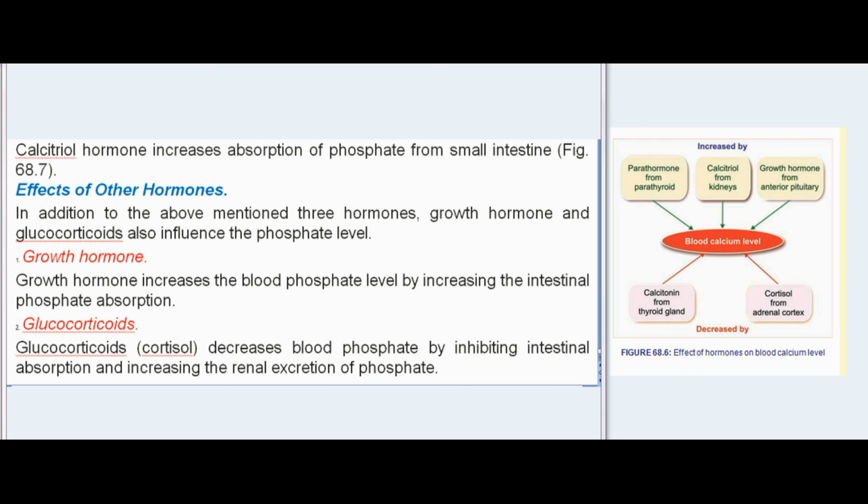Effects of other hormones. In addition to the above-mentioned three hormones, growth hormone and glucocorticoids also influence the phosphate level. Growth hormone. Growth hormone increases the blood phosphate level by increasing the intestinal phosphate absorption. Glucocorticoids. Glucocorticoids, cortisol, decrease blood phosphate by inhibiting intestinal absorption and increasing the renal excretion of phosphate.